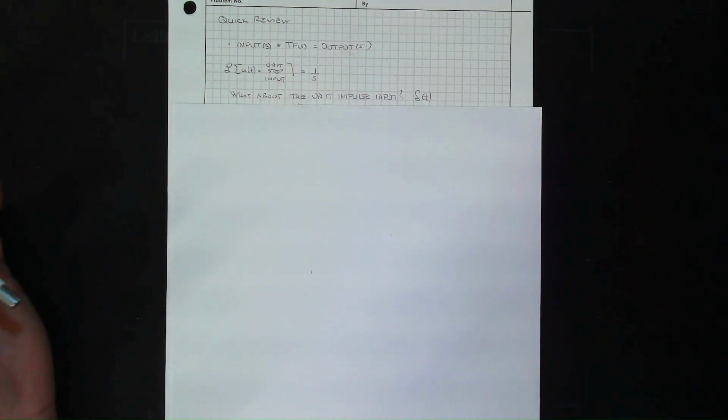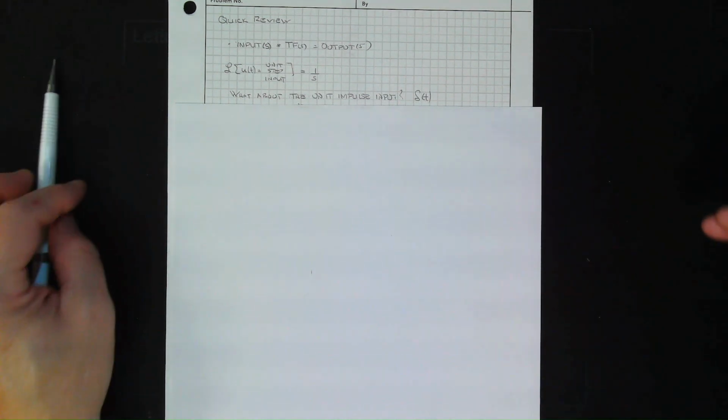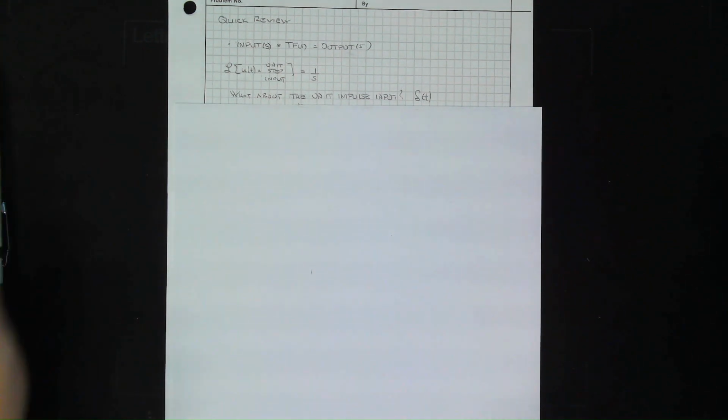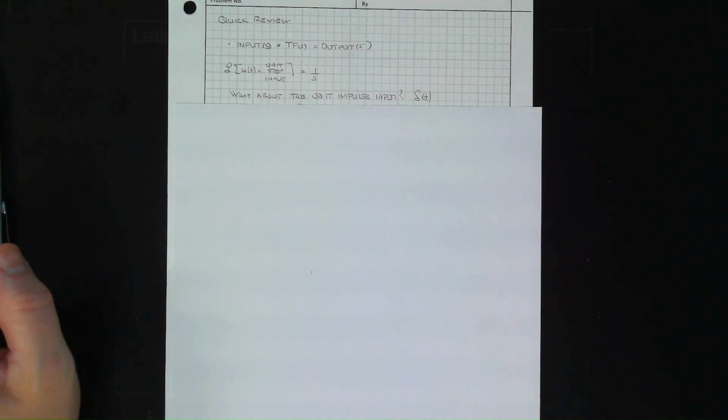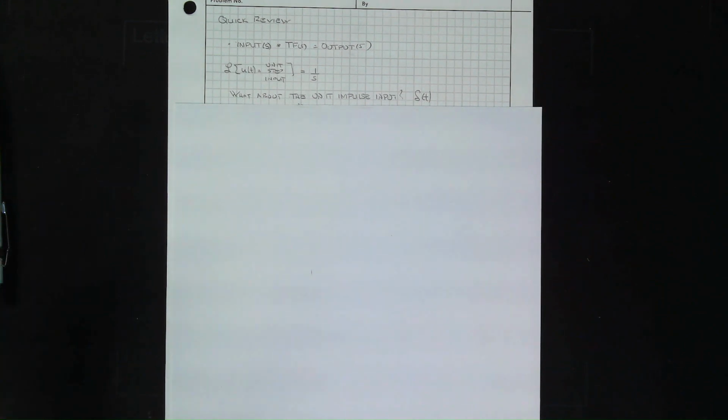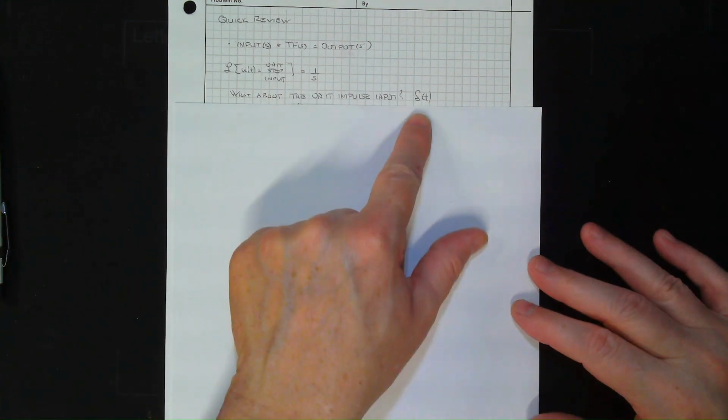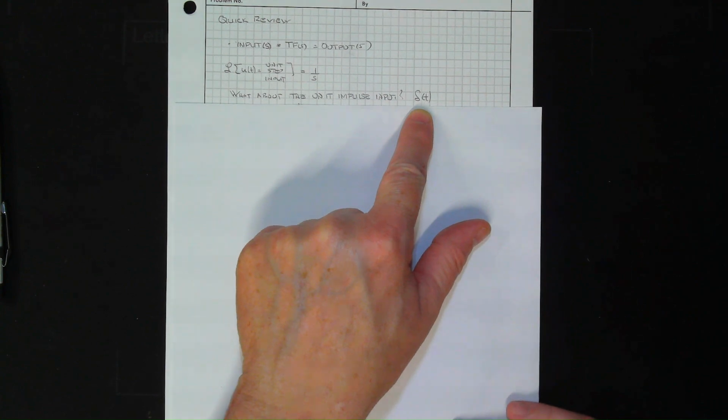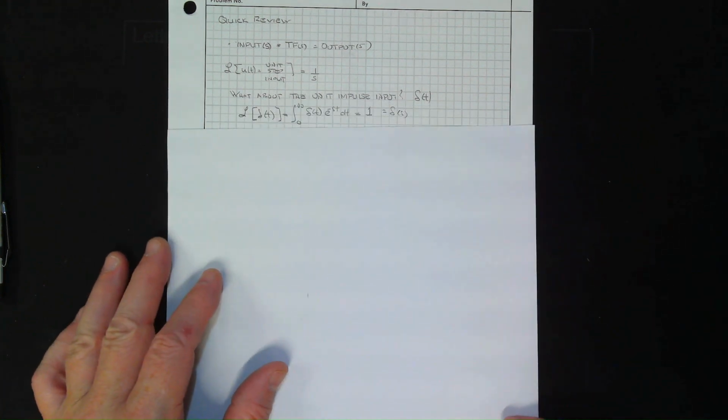I said I used to work at GM, and we would bash things with sledgehammers. Those are very much impulsive inputs. So what about this? We need to get the Laplace transform of that. And this is really interesting.